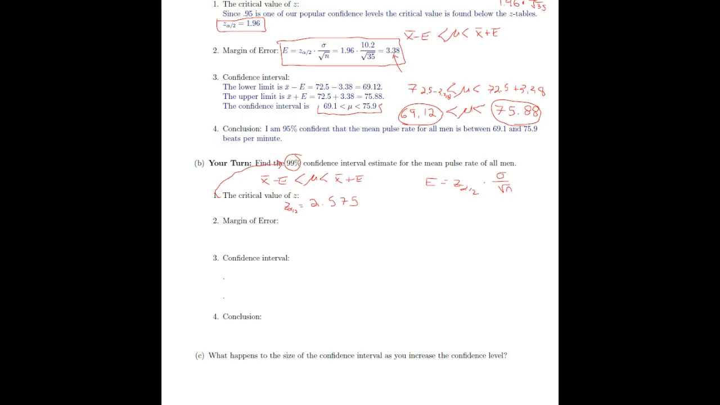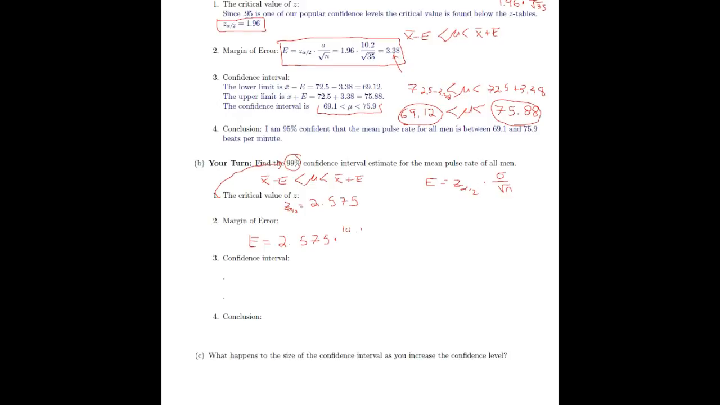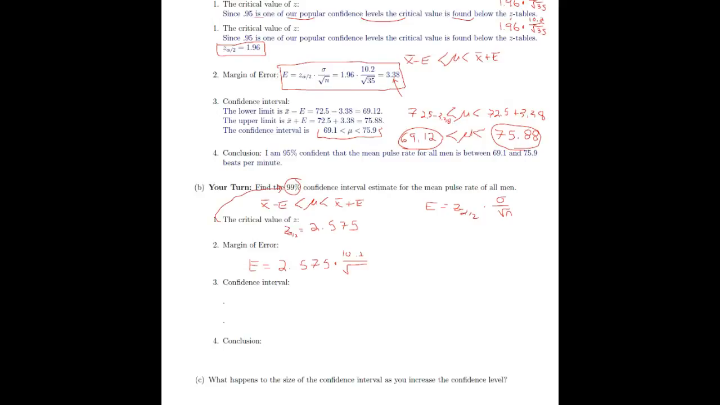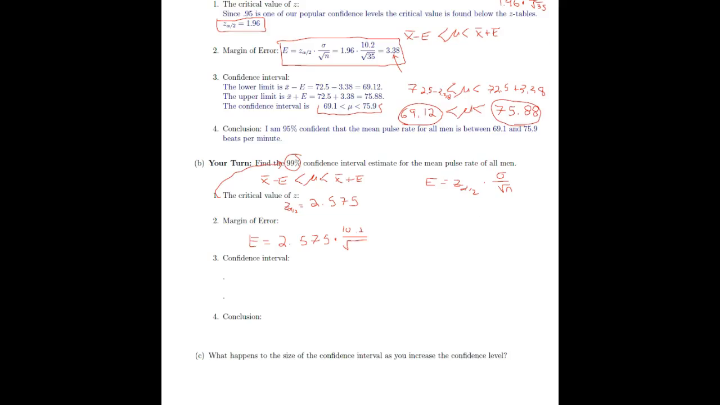So that is our z sub alpha over 2. So our margin of error is going to be E equals z sub alpha over 2, which is 2.575, times sigma, which, let's look back, it was 10.2, divided by square root of n, which is our sample size. So what is our sample size? Well, let's go back to the data. The sample size was 35 men, so root 35.